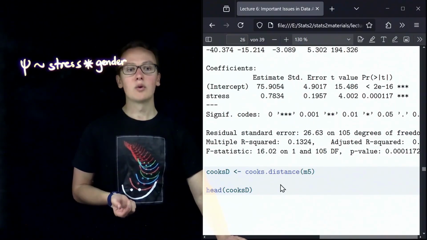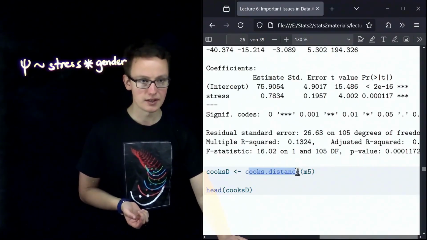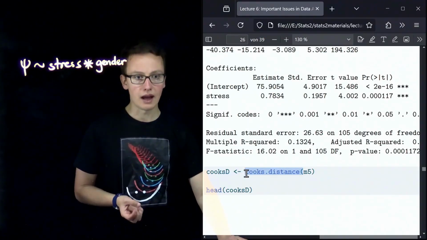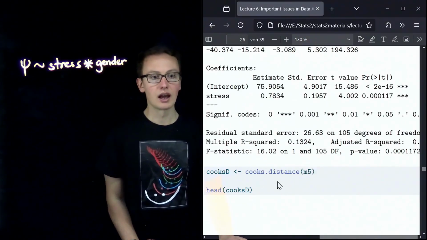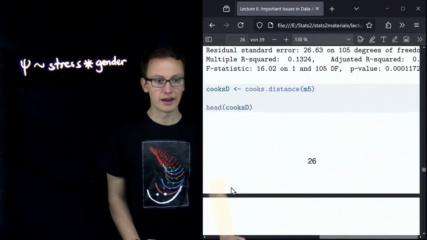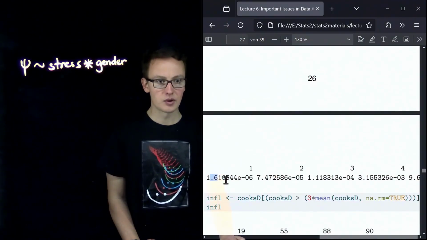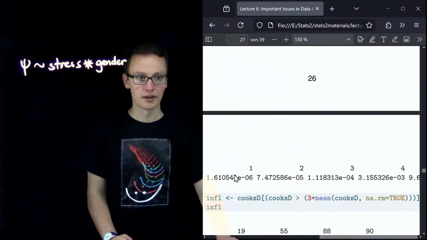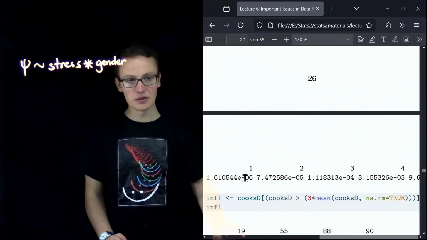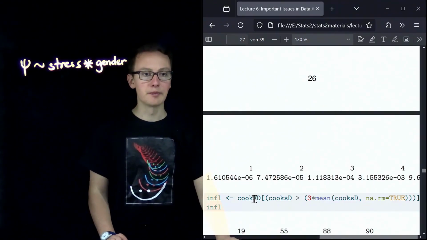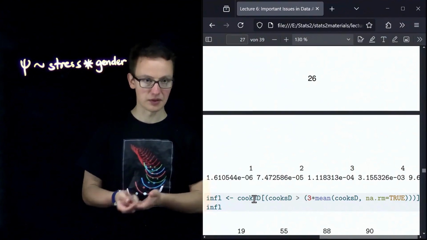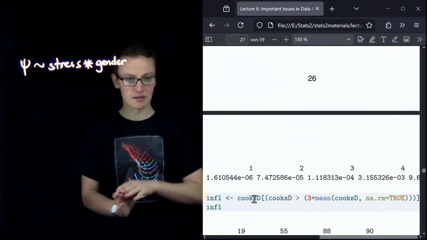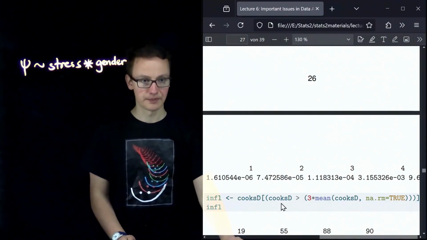And now we can run the Cook's distance function on the output, on the model object that the lm function created for us. Once we do this, we get basically a vector which includes the Cook's distances for all the individual data points in this data set. Higher Cook's distance values mean that the influence of this data point on the result of the regression is larger, whereas smaller Cook's distance values mean that they don't influence the outcome so much.